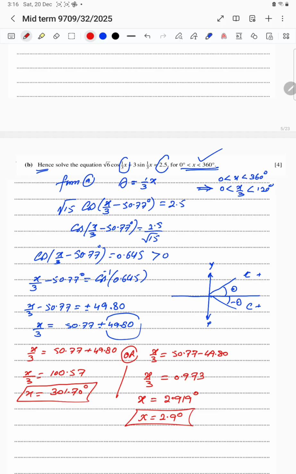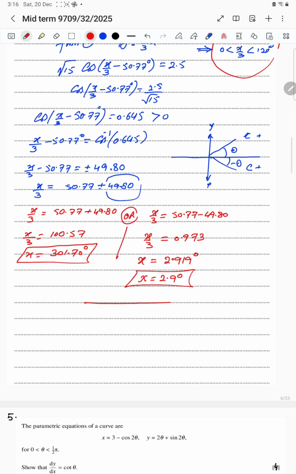So okay, these are my answers for this question, but if you are getting confused about it, just keep this concept in mind. I'm going to explain it here. Okay, you are given the first x is lying between 0 and 360, but we need x by 3, we need this angle. Let me highlight with the yellow. We need this angle.